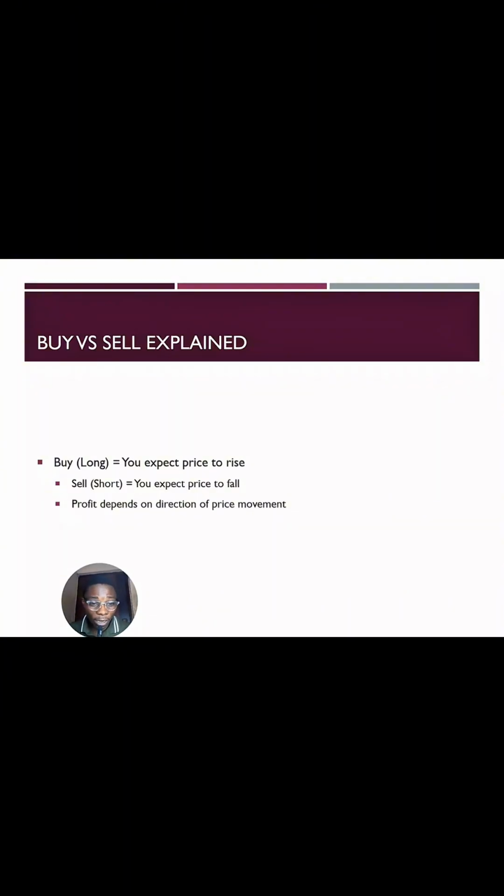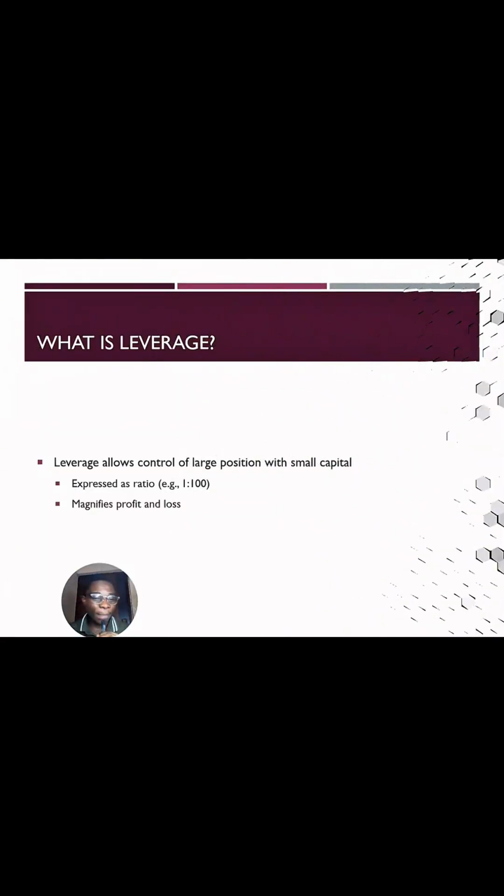So the profits you make depend on the direction of the market. If the market is moving in an uptrend, or the price is moving up, then you are buying and making profit, right? So profit depends on the direction of price movement, right? I've explained buy and sell. Someone says I'll be buying, I'll be selling.